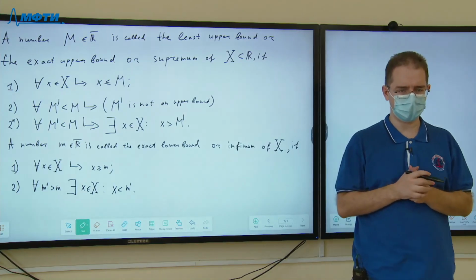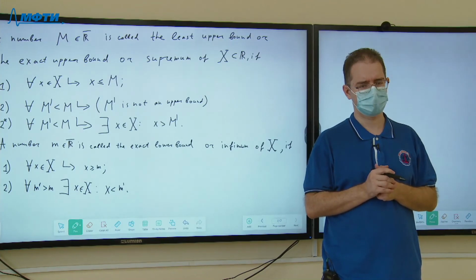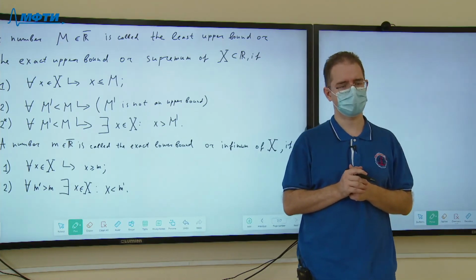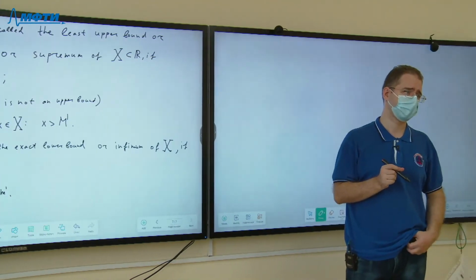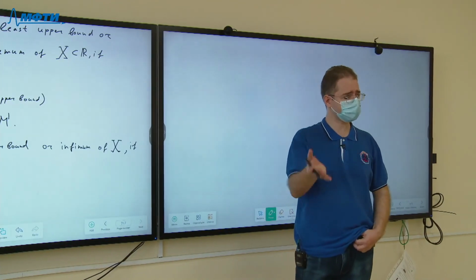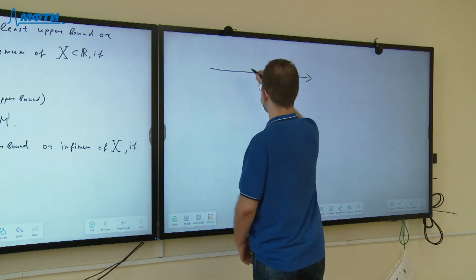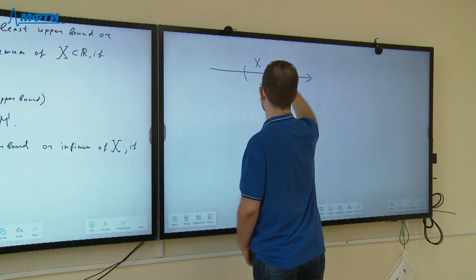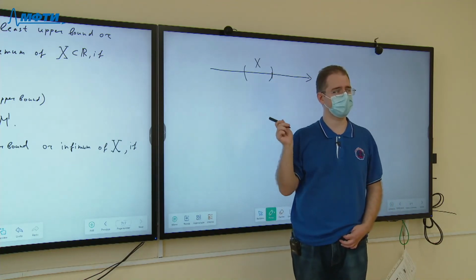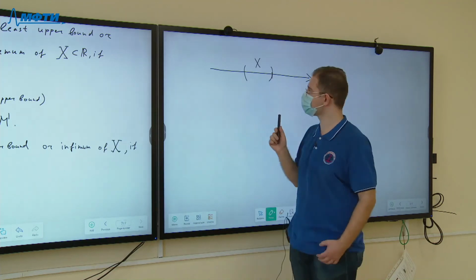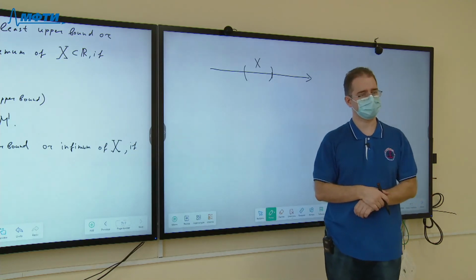So, I have a question. What's an upper bound or lower bound? Can you give an example? Yes, this is actually very easy to do geometrically. If we have our number line, and this is our set X. By the way, by this picture, I do not mean to say that my set is an interval. I just mean to say that it is somewhere here. I'm not specifying the nature of this set.